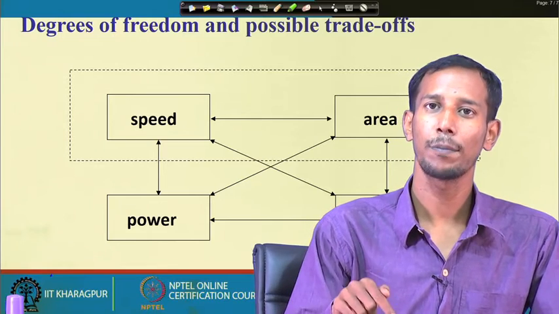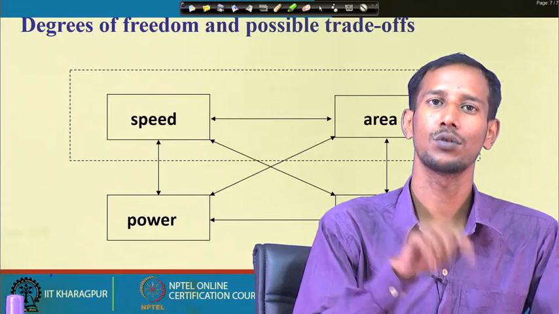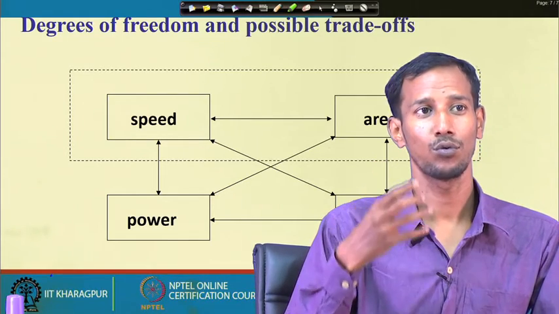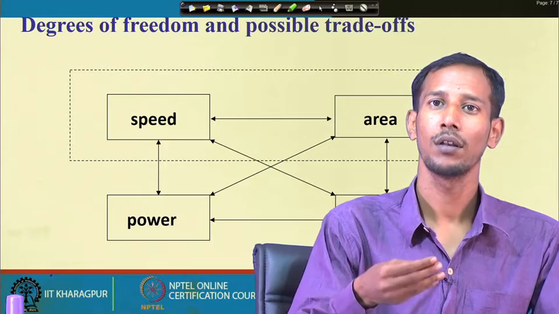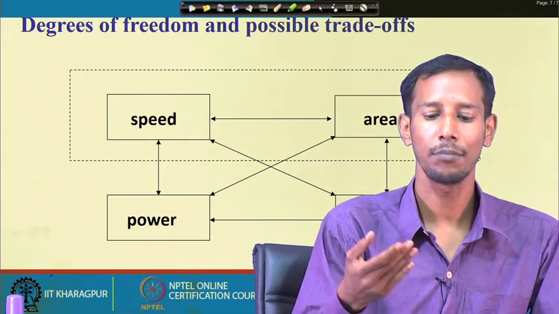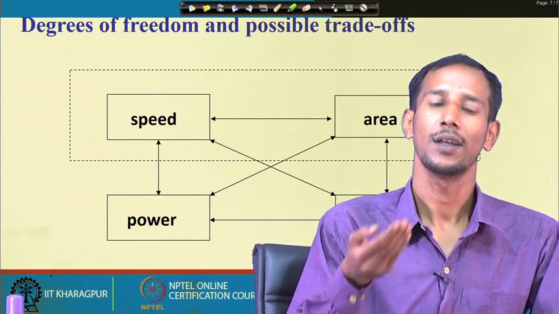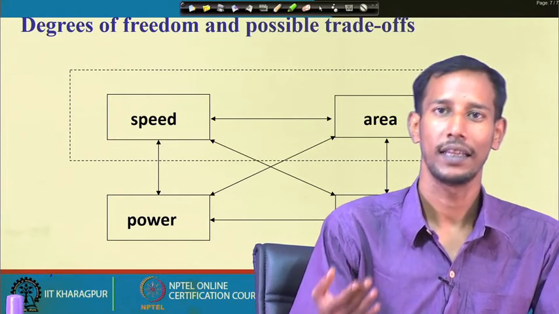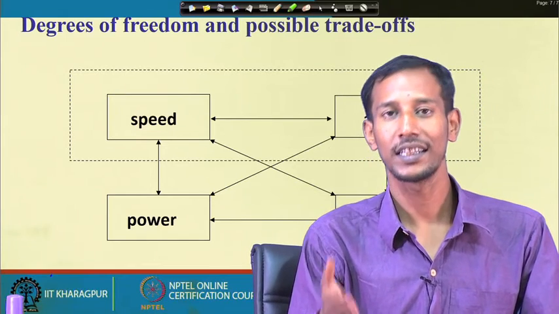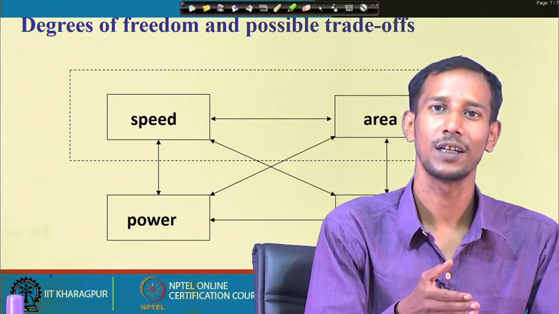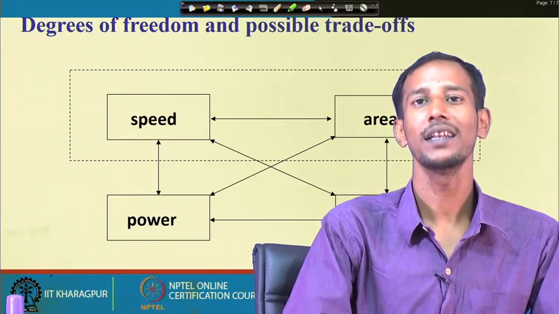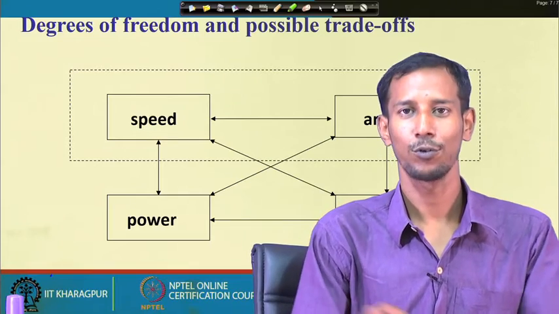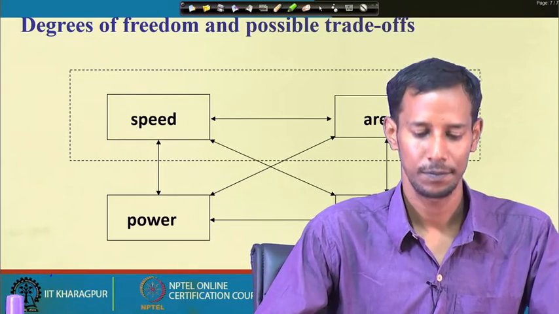Whenever you are putting additional test logic into your system to build a fault free or bug free chip, obviously you are compromising with speed, power and area. So testability also has a trade off between speed, power and area. That is why all these 4 are connected to each other.